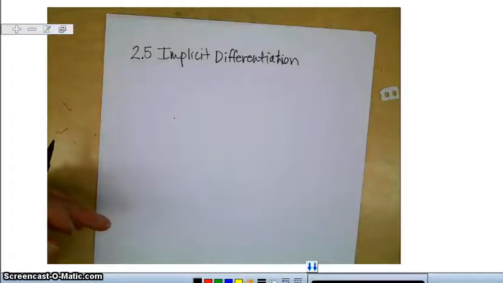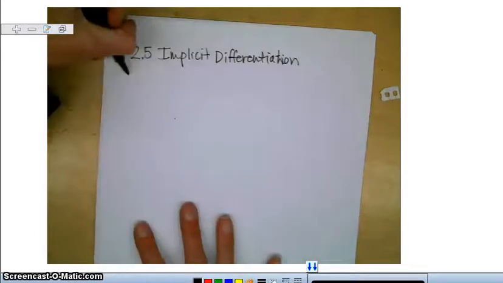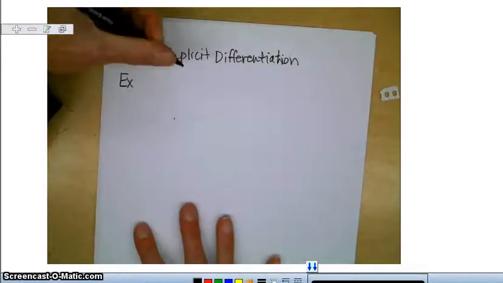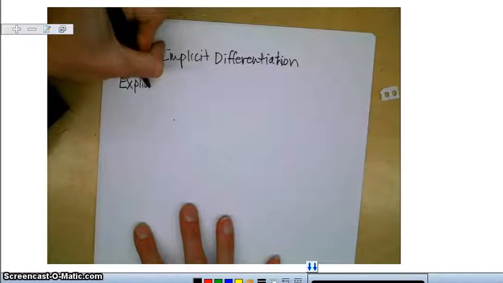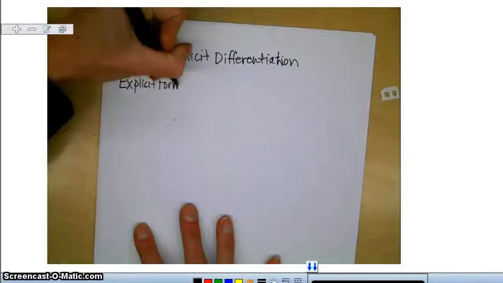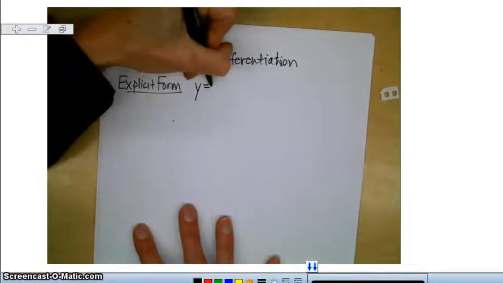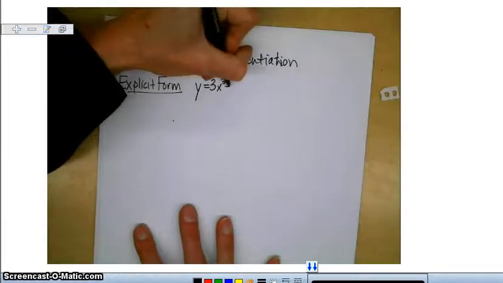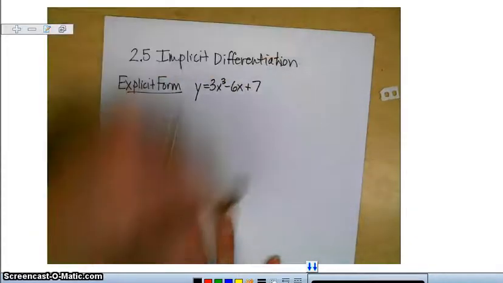All right, so implicit differentiation is a way of finding derivatives. What we're used to is equations that are in something called explicit form. An explicit form means y is by itself, like y equals 3x cubed minus 6x plus 7.